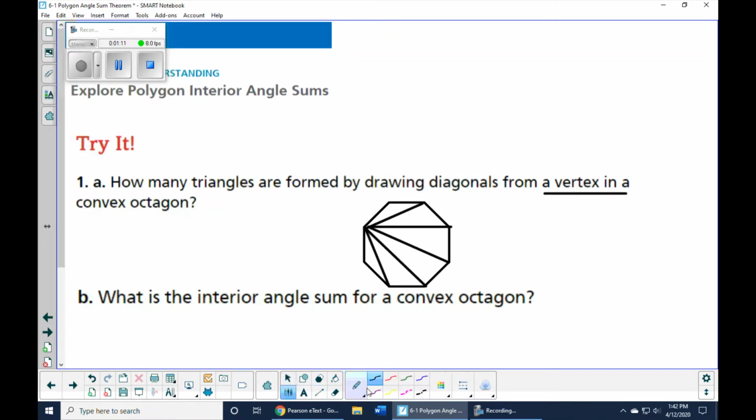So, how many triangles do we see? We have 1, 2, 3, 4, 5, 6. So how many triangles are formed? The answer to that one would be 6.